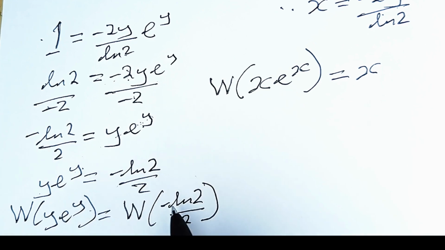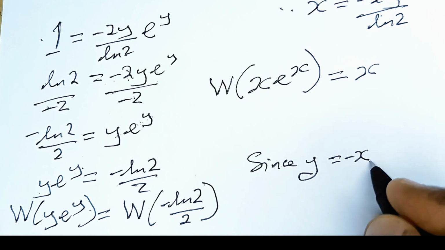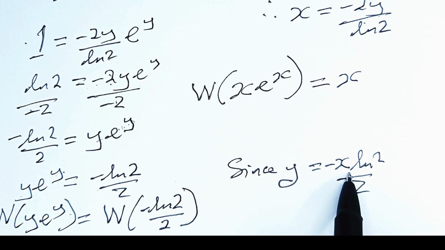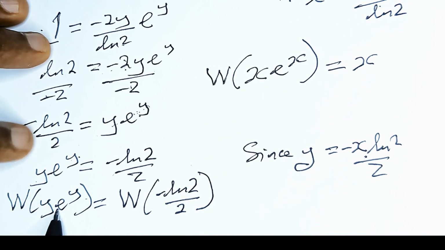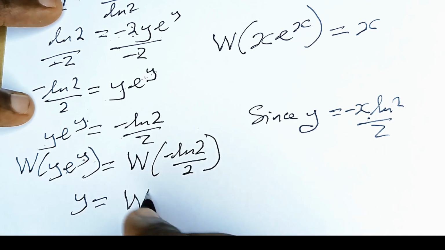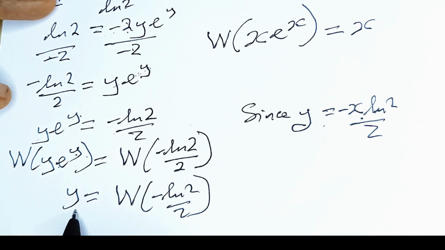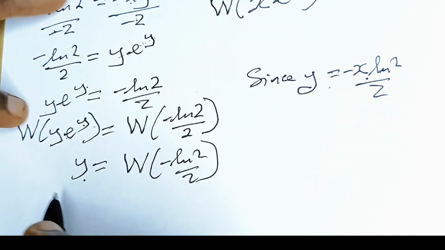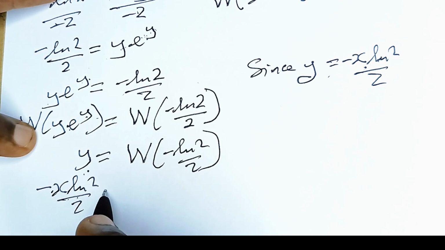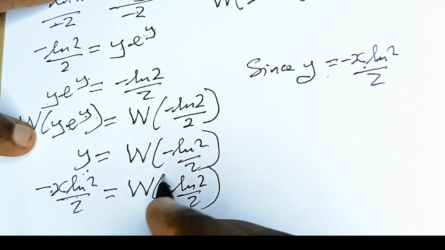Now, since y is equal to minus x ln 2 over 2, as we have it up there, you can substitute that back here. But before we do that, this will be y. So it means we have y is equal to W function of minus ln 2 over 2. Once we remember this, we can substitute back here. So it means we now have minus x ln 2 over 2, which is representing y, is equal to W function of minus ln 2 over 2.